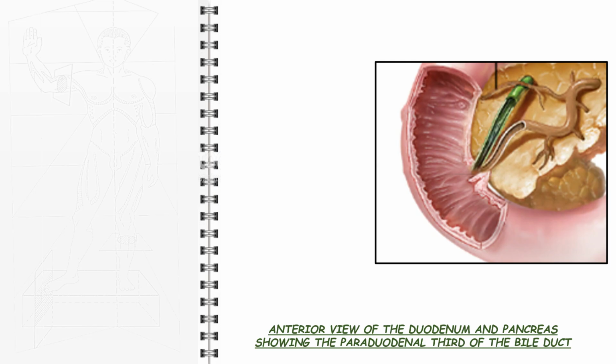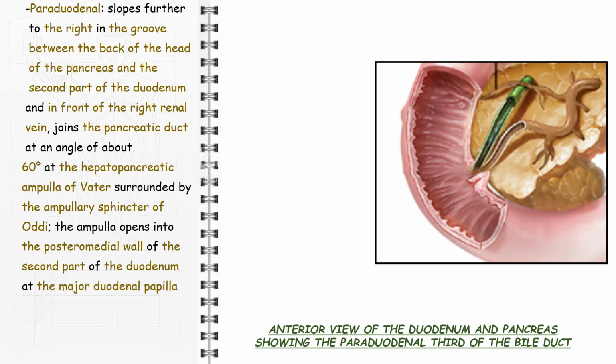It joins the pancreatic duct at an angle of about 60 degrees at the hepatopancreatic ampulla of Vater, surrounded by the ampullary sphincter of Oddi. The ampulla opens into the posteromedial wall of the second part of the duodenum at the major duodenal papilla.